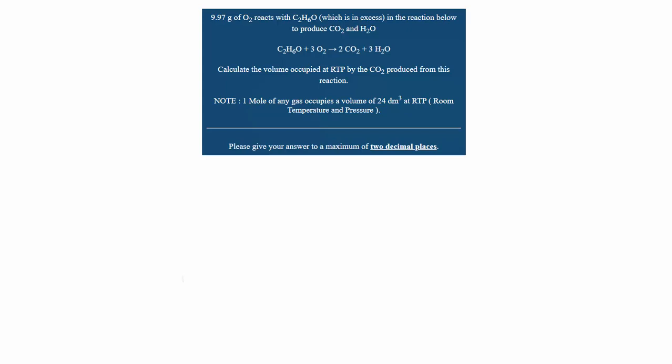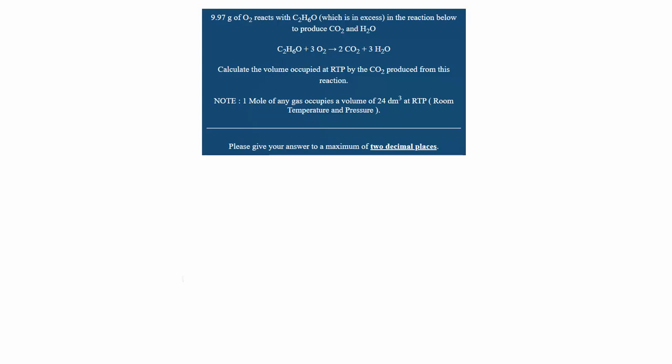Okay, so in this case, we've got oxygen reacting with a given organic compound containing carbon, hydrogen, and oxygen. But I'm not going to specify what it is. It could be a few different things. But in any case, there's an organic compound which reacts with oxygen. So this is a combustion reaction. And we're asked to calculate the volume occupied by the CO2 produced from this reaction.